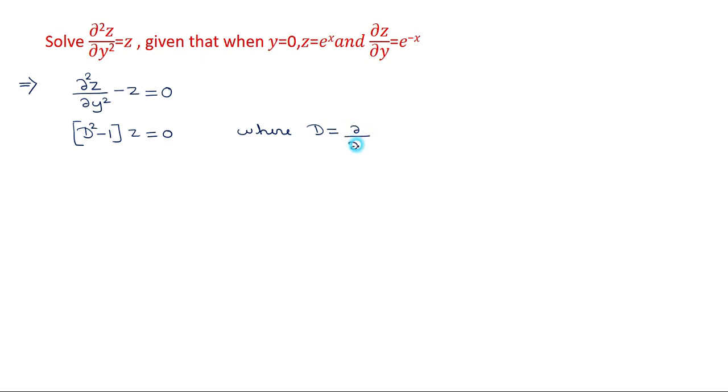∂/∂y. Find the solution of this homogeneous differential equation. So the auxiliary equation, replacing D by m, is m² − 1 = 0. m is plus or minus 1.